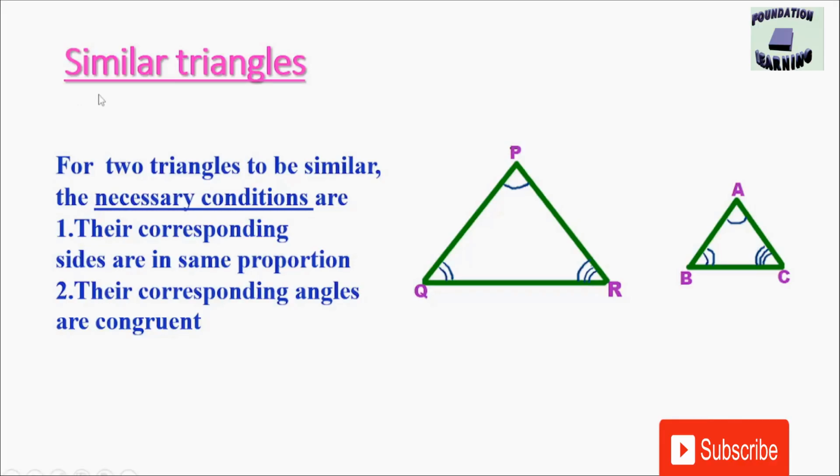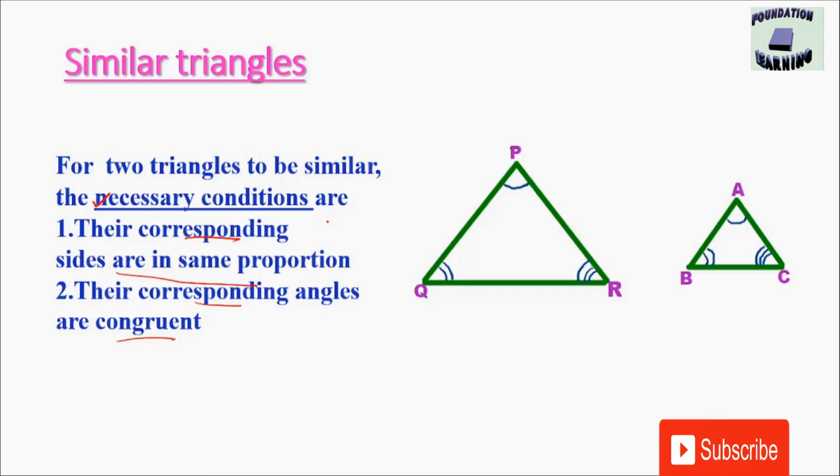Now we'll be doing the test of similarity of triangles. Before that, we'll just revise what similar triangles are. For two triangles to be similar, there are certain necessary conditions. The corresponding sides should be in the same proportion, and the corresponding angles should be congruent. I'll tell you what corresponding sides are.